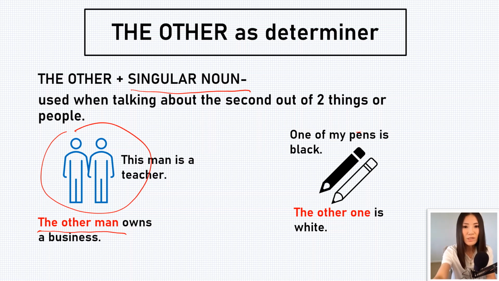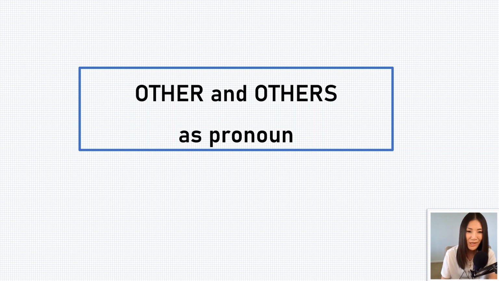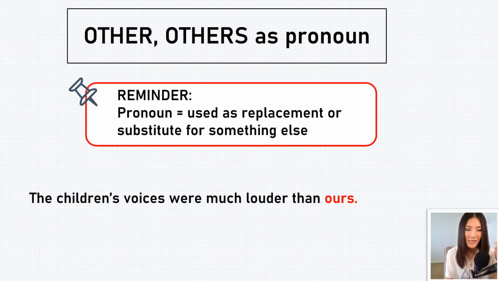So again, we're talking about a group of 2. If I say the other, and then a singular noun right after. How are you guys doing so far? I hope you are hanging there with me. We are done with determiners, and now we'll talk about how we use these words as pronouns. Just a friendly reminder, a pronoun is used as a replacement or substitute for another noun, or just for anything else.